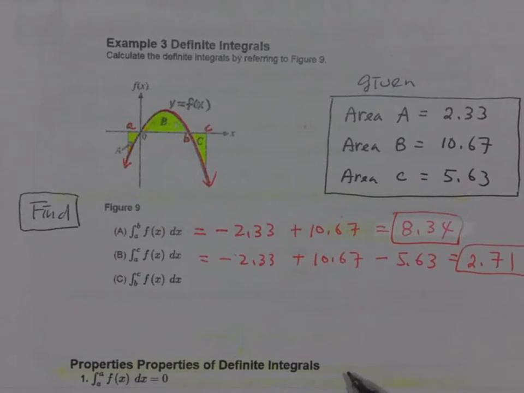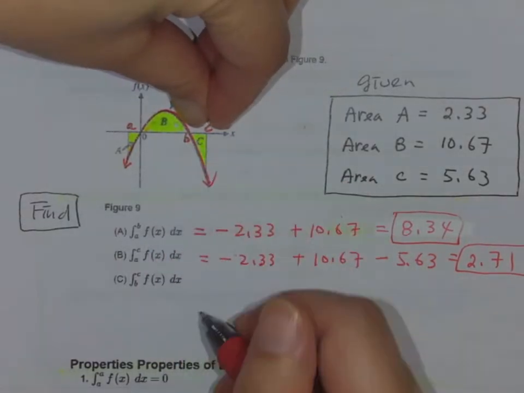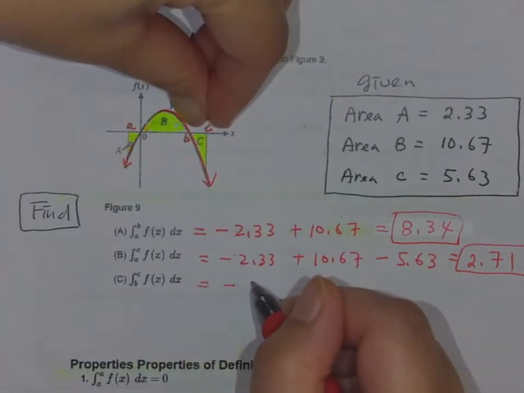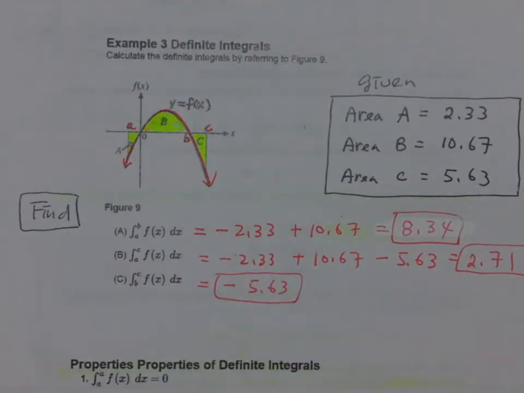So the last one is from B to C. So B to C, I only have the C part below the line, right? So it's going to be a negative. C is 5.63. All right. So that's how you do that part.